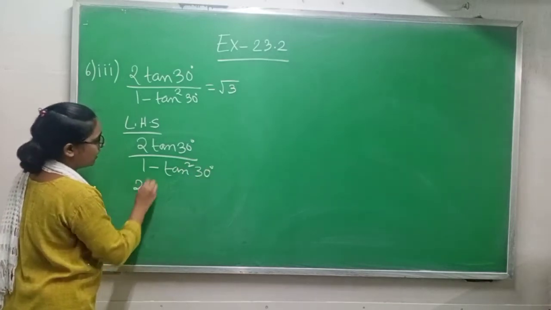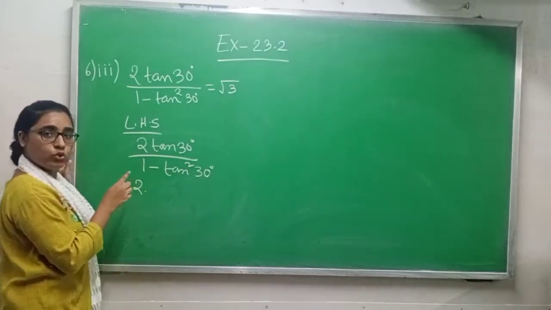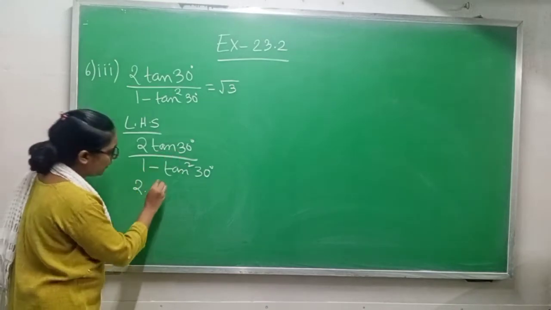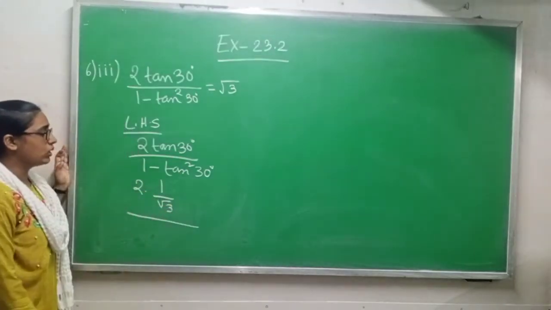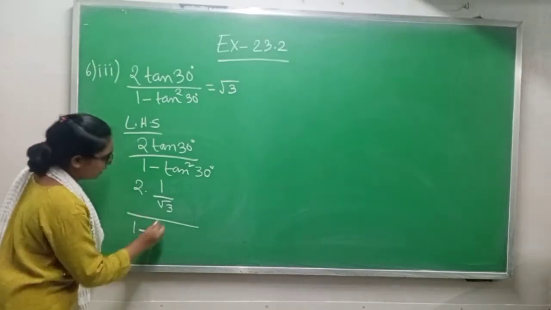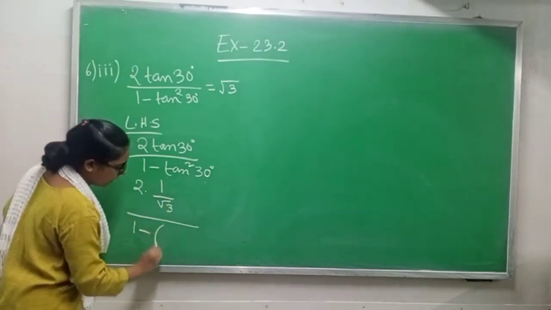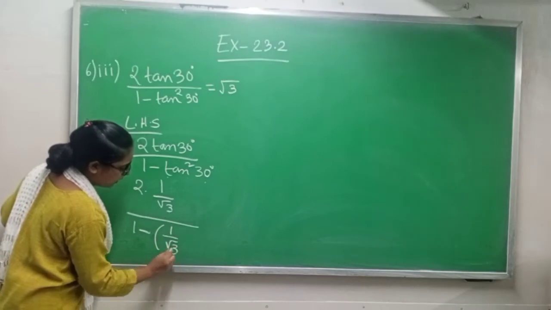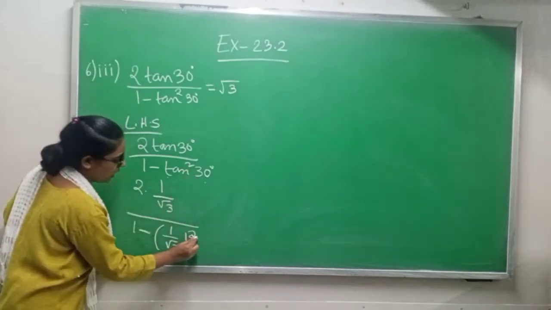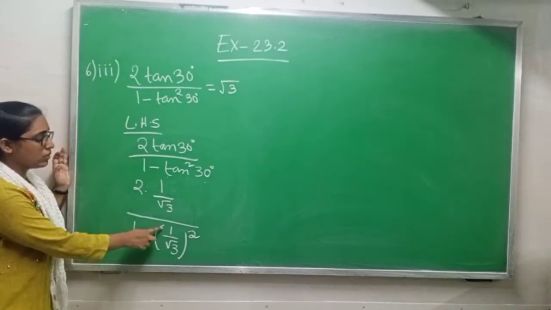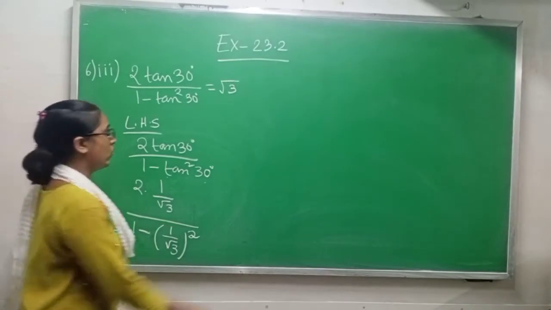2 I will write as it is. What is the value of tan 30 degree? You all know that tan 30 degree value is 1 by root 3. You have to learn that chart which I told you in the last class. In 1 minus tan square 30 degree, again it is 1 by root 3, but since we have square, we have to give square. So it will become 1 minus 1 by root 3 whole square.